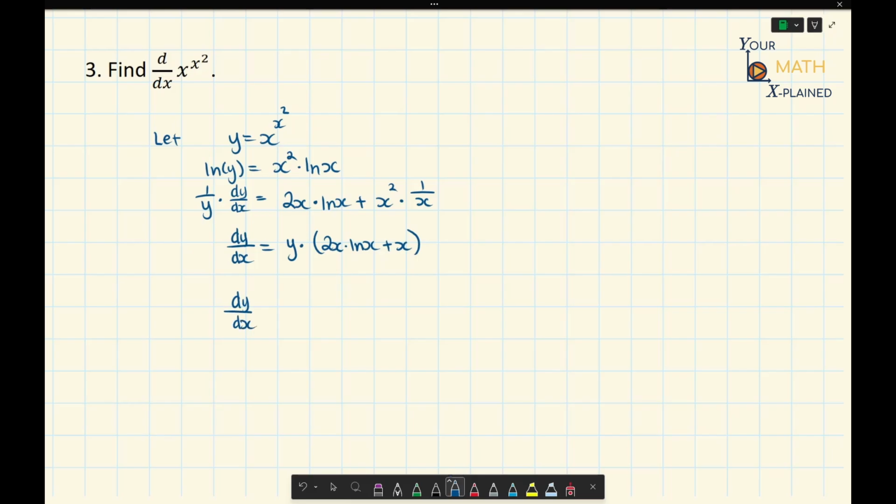So we get dy dx is equal to x to the power of x squared times 2x ln of x plus x.